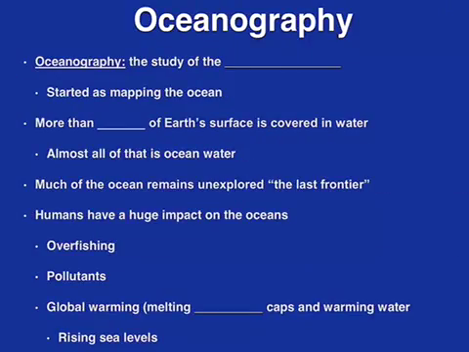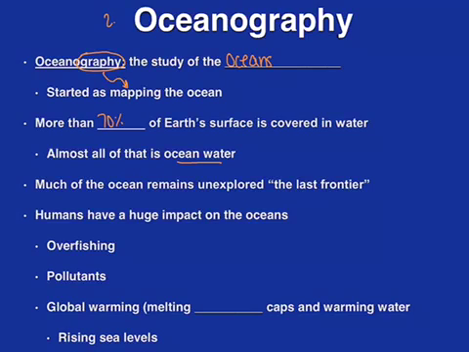Another branch of earth science is called oceanography, so this would be the second branch of earth science. And just like the name implies, oceanography is the study of Earth's oceans. This started out as mapping the oceans, and that's why it has this ending of graphy, which means to map or draw. More than 70% of Earth's surface is covered in water, and almost all of that is ocean water. However, much of the ocean remains unexplored. It's sometimes referred to as the last frontier.